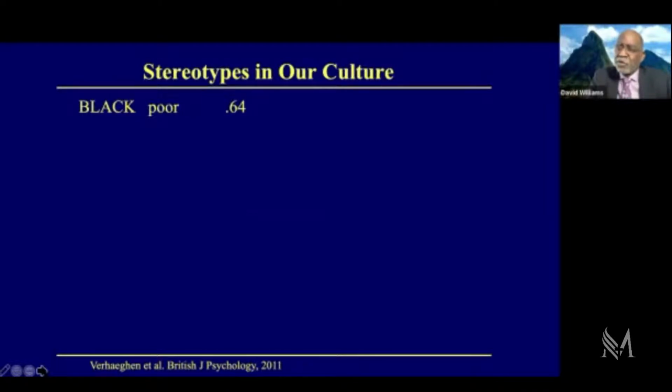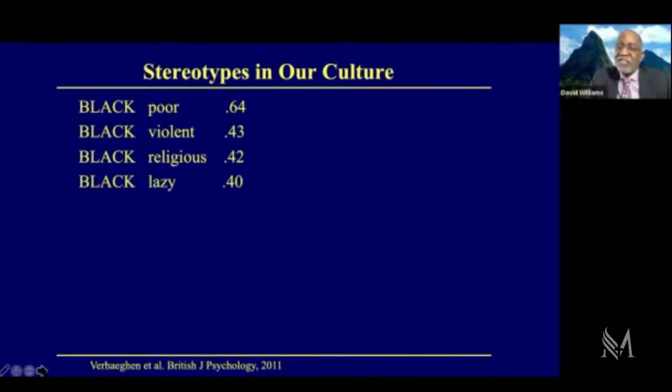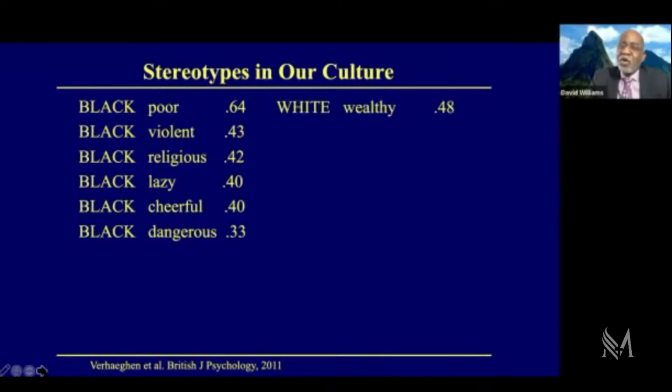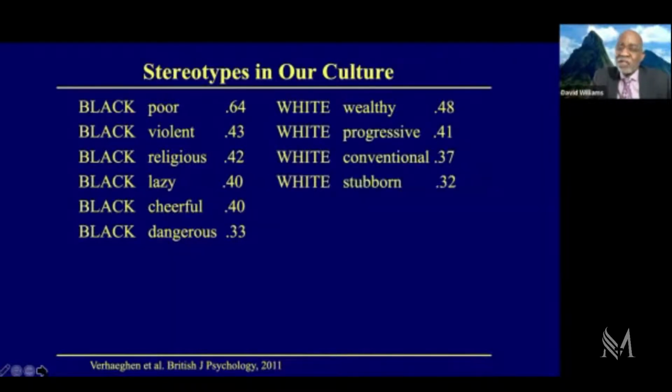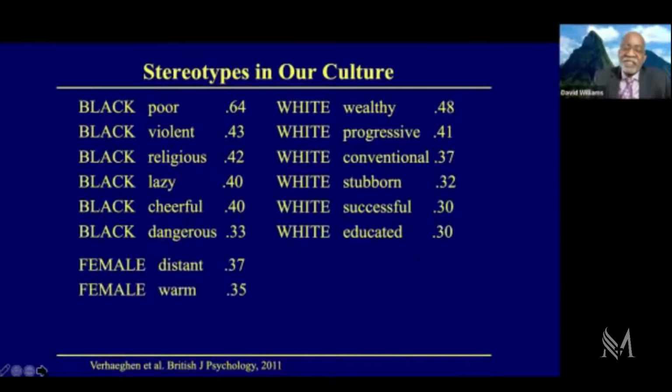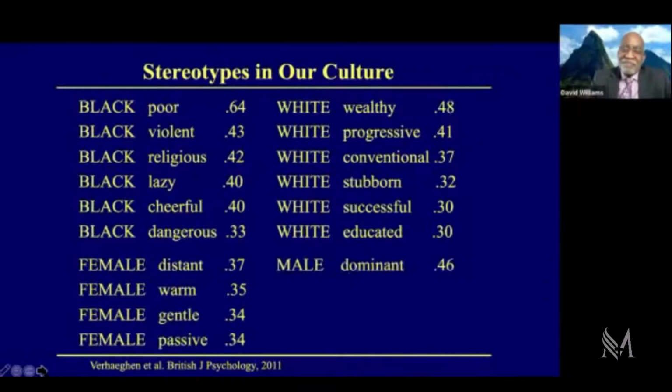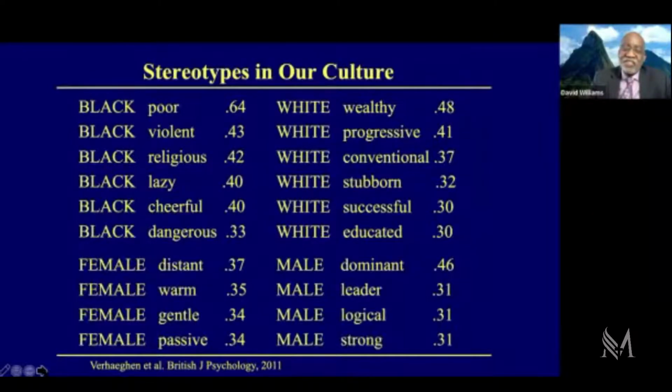What adjective goes with it? The most common adjective is poor, then violent, then religious, then lazy, then cheerful, then dangerous. When white occurs, wealthy, progressive, conventional, stubborn, successful, educated. When female occurs, distant, warm, gentle, passive. Male, dominant, leader, logical, strong.